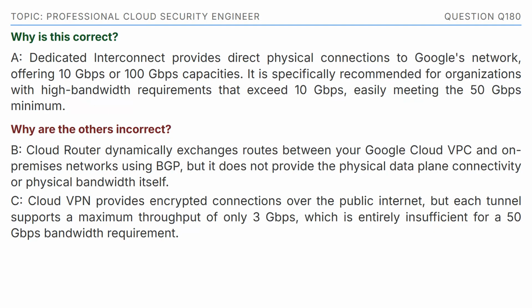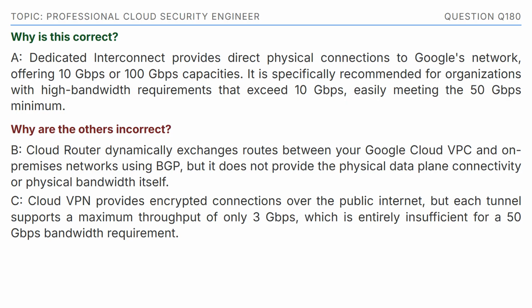Dedicated interconnect provides direct physical connections to Google's network, offering 10 gigabits per second or 100 gigabits per second capacities. It is specifically recommended for organizations with high bandwidth requirements that exceed 10 gigabits per second, easily meeting the 50 gigabits per second minimum. Why are the others incorrect?